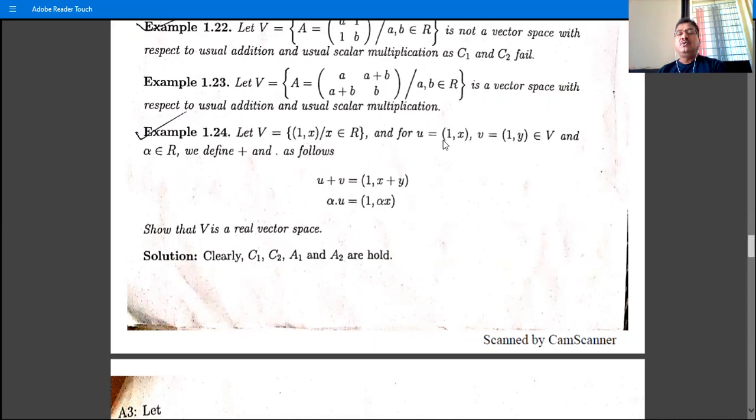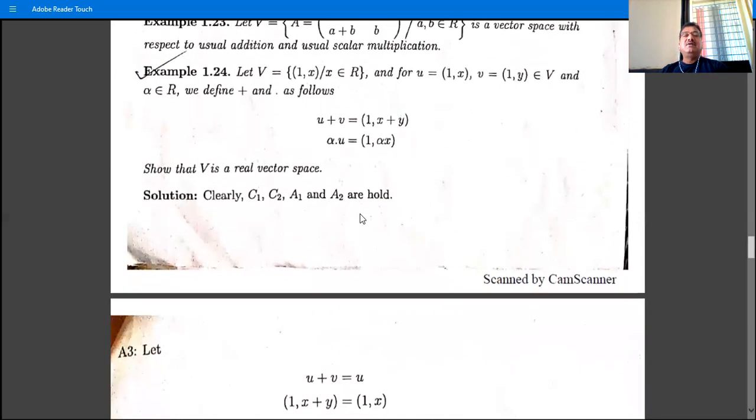And for U equal to (1, x) and V equal to (1, y), the definition of addition is this: U plus V is (1, 1) plus (1, 1) is not (1, 2), it is (1, x plus y). And alpha times U is (1, alpha x). And then V is a vector space with respect to these two operations. That is why I have to write all the 10 properties, the proof of all the 10 properties. So this is the vector space.